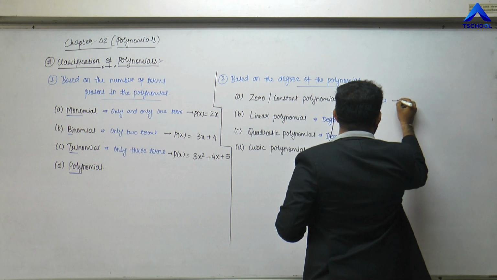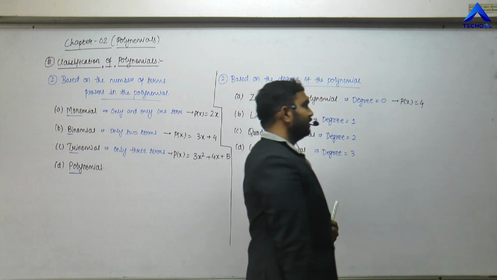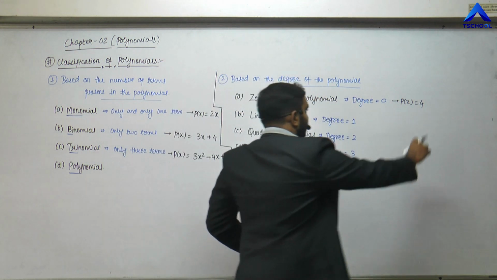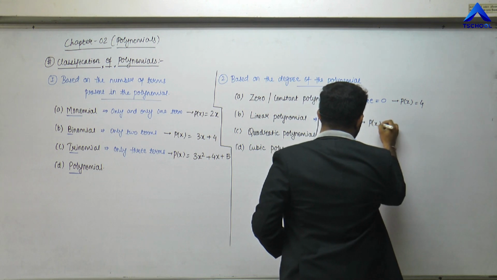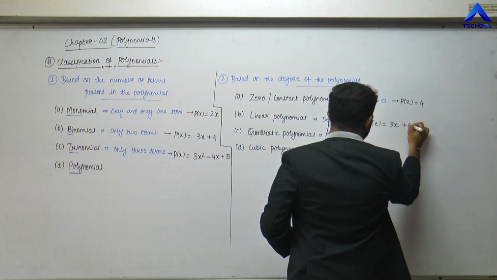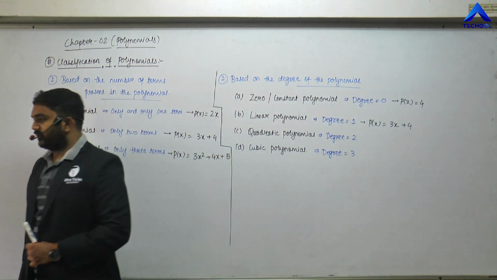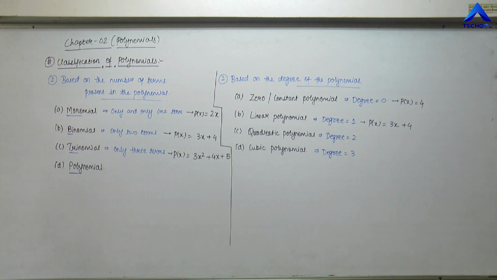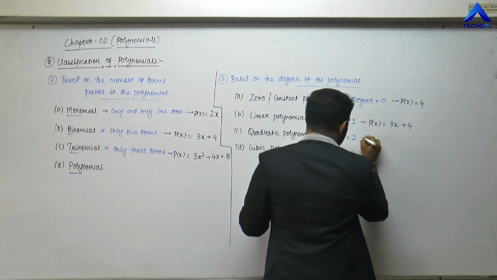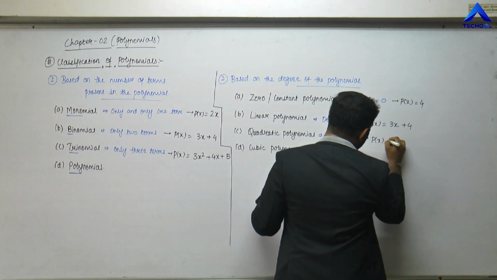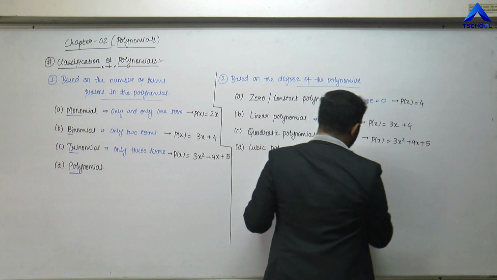So for degree 0, p of x is equal to 4. That is a constant polynomial or a zero polynomial. Then for the next one, p of x is equal to 3x plus 4. This is a linear polynomial. You can check that the degree, or the highest power of the variable present in this polynomial, is 1. Degree 2, that means p of x is equal to 3x square plus 4x plus 5, right?